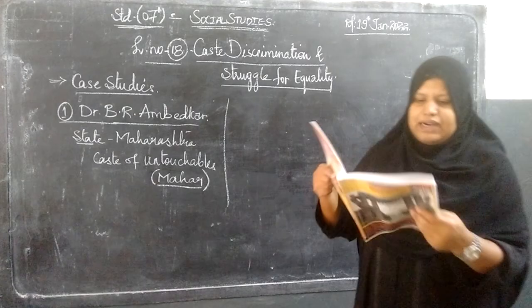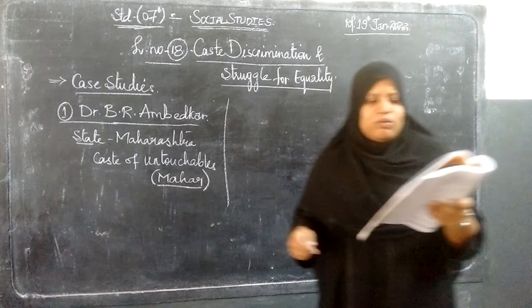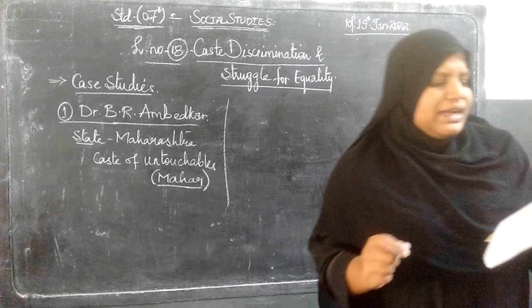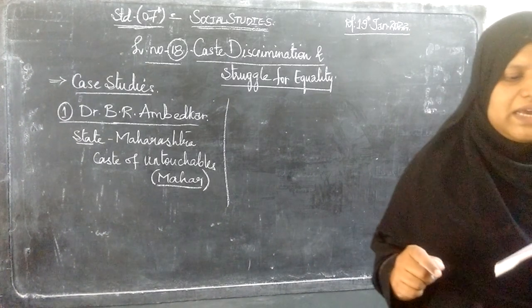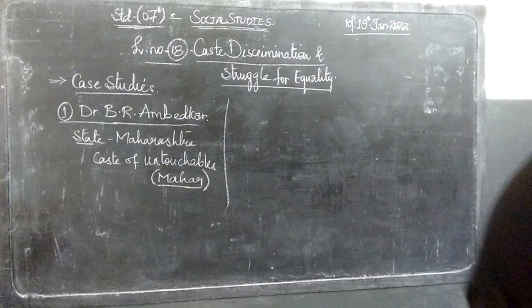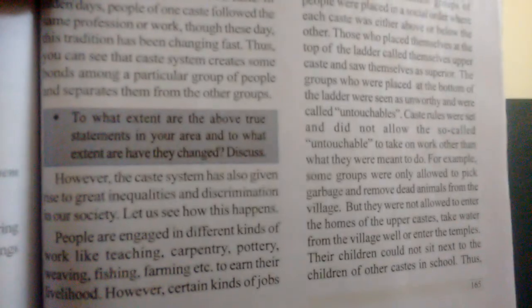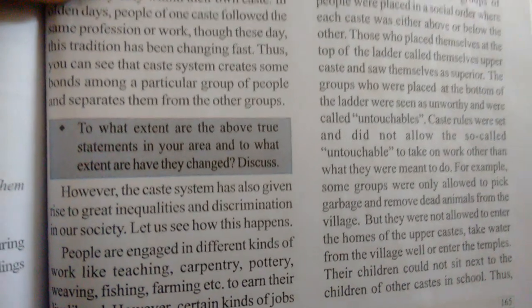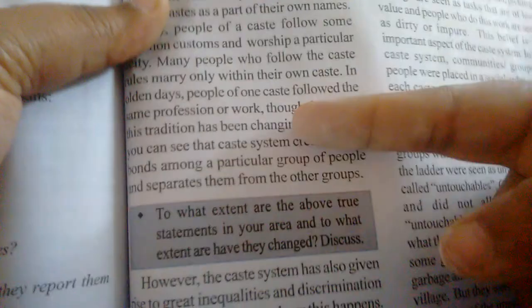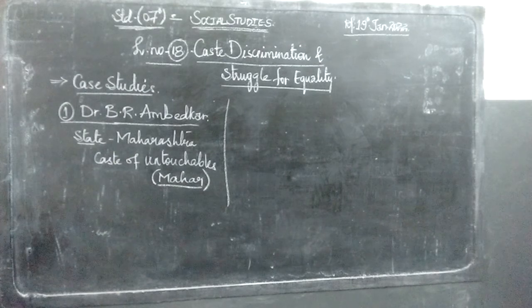So in this regard, we are going to have three questions, given in the textbook on page 165. To what extent are the above statements true in your area, and to what extent have they changed? It concerns caste discrimination, profession, type of work, and all this discrimination. The question is how it was earlier and how it is presently.